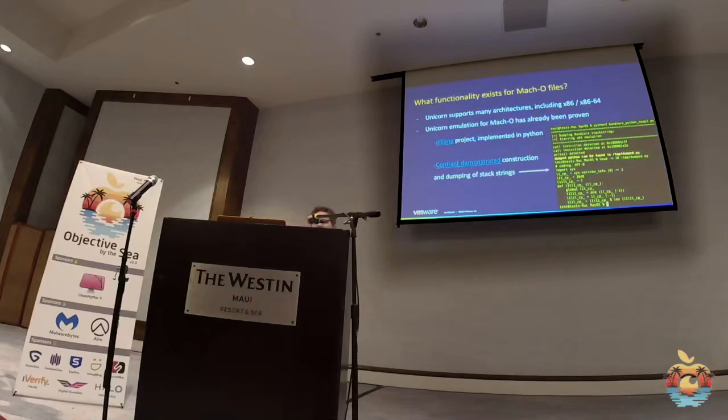But that's from the PE side, right? So what functionality actually exists right now for Mach-O? Well, Unicorn supports the architectures, so it supports x86 and 64. And there are a couple of existing things for Mach-O files. I don't know how to pronounce this, but the Qiling or Chiling project is implemented in Python. I believe it's actually written by the Unicorn developers themselves. But the Mach-O functionality, even though it is there, is pretty limited at this point.